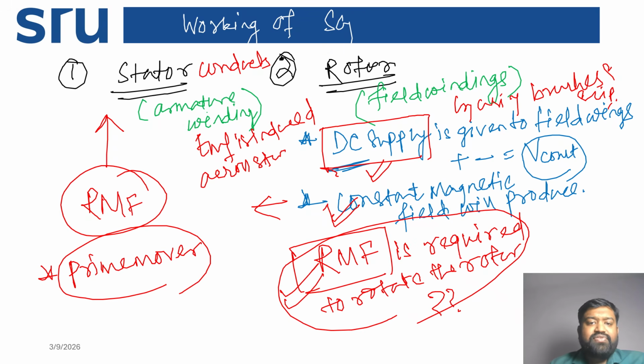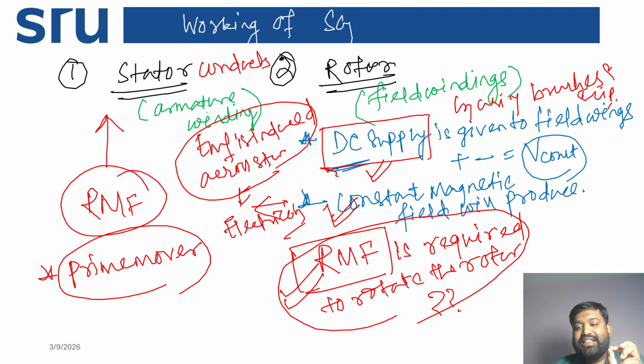If the EMF is induced across the stator, electricity is produced. But keep in mind, this electricity is produced due to the proper utilization of the prime mover. Then your electricity is produced.